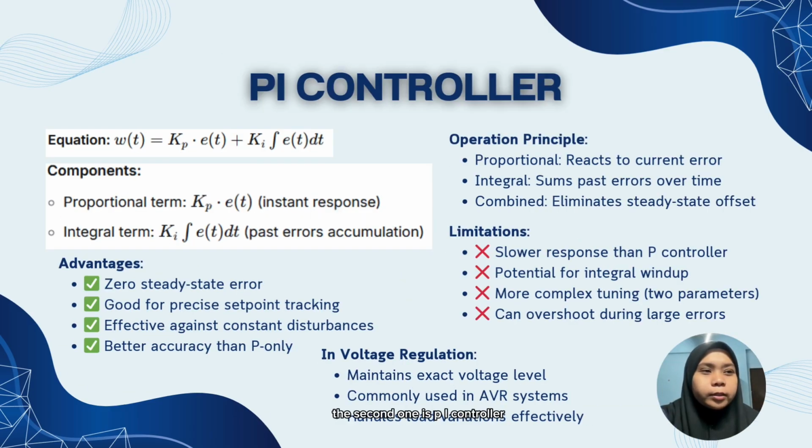The second one is the PI controller, which adds integral action. The equation is u(t) = Kp e(t) + Ki ∫e(t) dt, where Ki is the integral gain. The integral action eliminates steady state error by accumulating past error. This makes it suitable for applications requiring high precision but may have slower transient response.